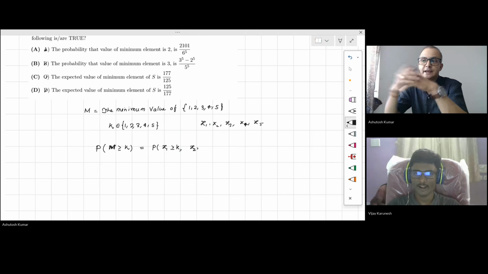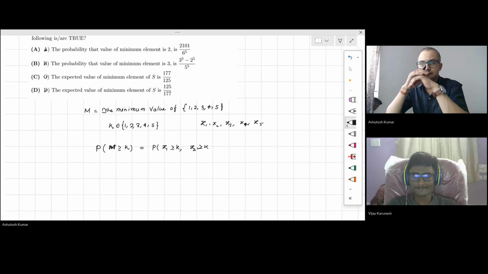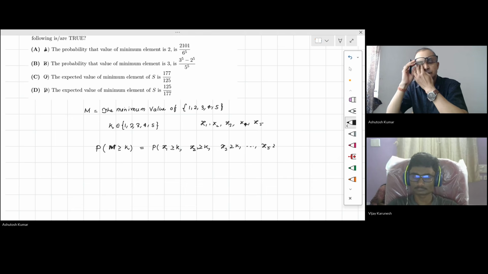Yes, sir. Or x3 greater than k. I will explain everything, don't worry. And x5 greater than k. Can we write like this? Yes, I'm actually teaching how to derive the general formula. Otherwise, we can do it for the individual cases also. No problem. Okay. Individual also you can try and we can do it.